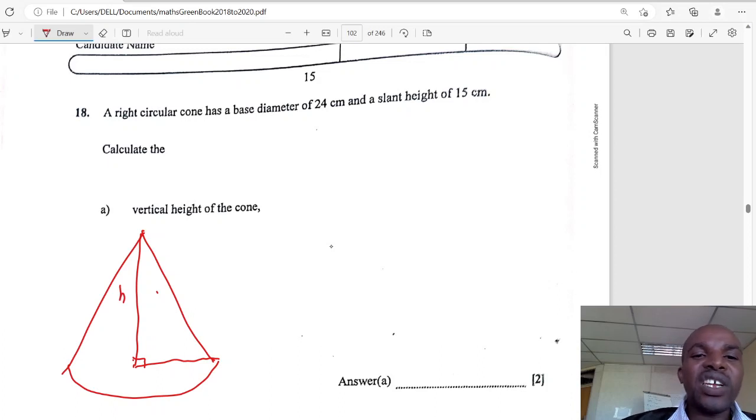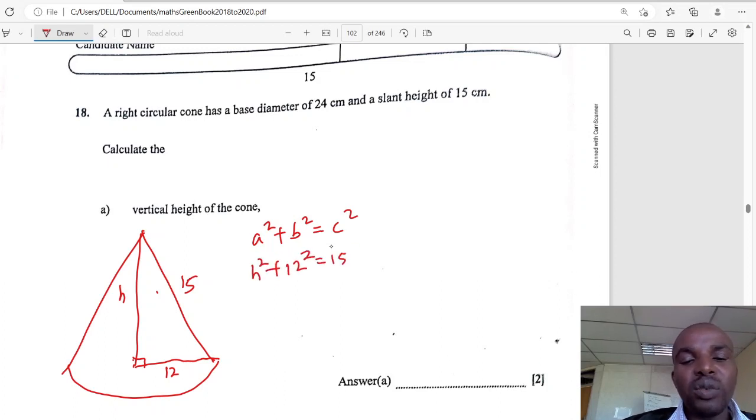So they said a right circular cone has a base diameter of 24, which is radius 24 divided by 2, which is 12. And the slant height of 15. Then they say calculate the vertical height of the cone. If you can see, it's a right angle triangle, use Pythagoras. a squared plus b squared is equal to c squared, where c is the longest side. Then h squared plus 12 squared is equal to 15 squared. Then it will be h squared plus, this one is 144. Then 15 squared is what?